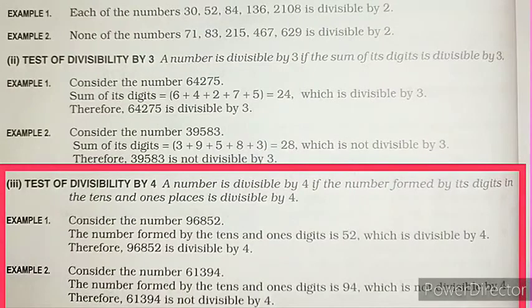Consider the number 96852. Here the last two digits, the tens place and the ones place, make 52, which is divisible by 4. Therefore the whole number, 96852, is also divisible by 4. Now in another example, consider the number 61394. The last two digits are 94, and dividing 94 by 4, we find that 94 is not divisible by 4. Therefore 61394 is also not divisible by 4.